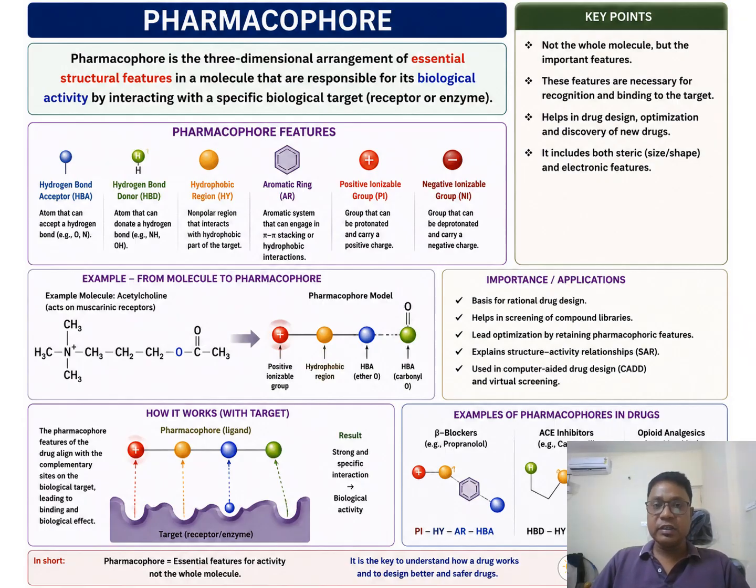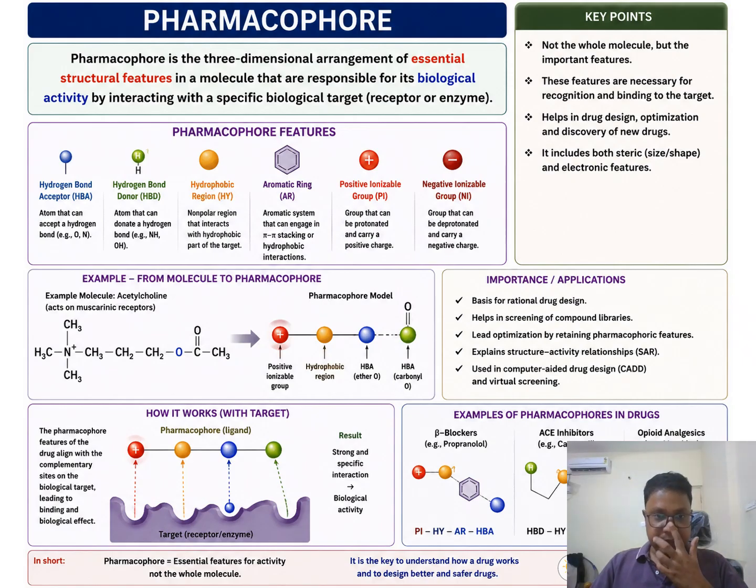So what are the key features of pharmacophores? It is not the whole molecule, but the important features. These features are necessary for recognition and binding to the target, and help in drug design, optimization, and new drug discovery. It includes both steric features, like size and shape, and electronic features.